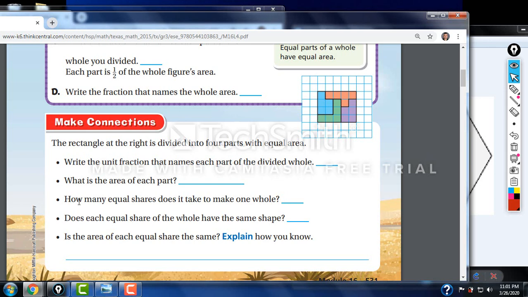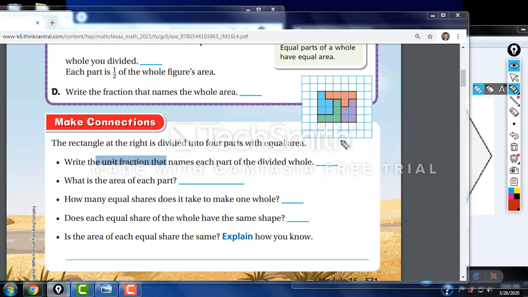Okay, welcome back. So write the unit fraction that names each part of the divided whole. Each part. This one, this one, this one, this one. The unit fraction that names each part. So again, going back to what we know, how many total parts do I have? I have 1, 2, 3, 4. The name for each one of these, well, that's 1 out of 4. Each one of these is considered 1 out of 4.